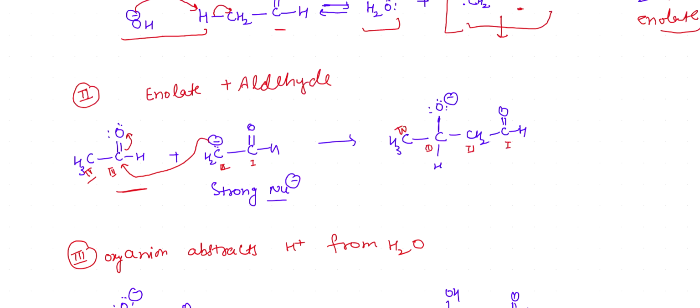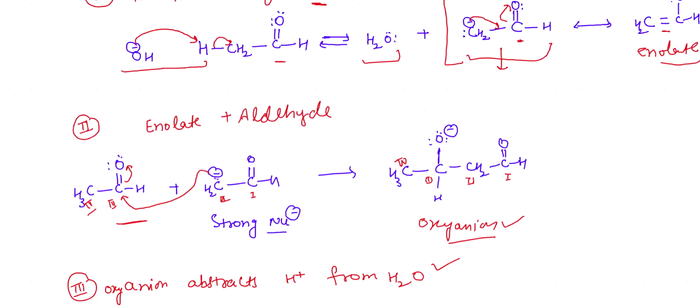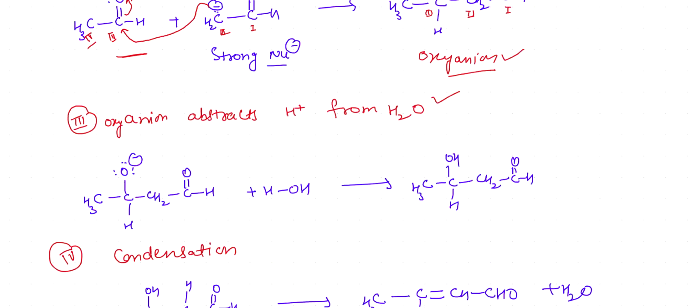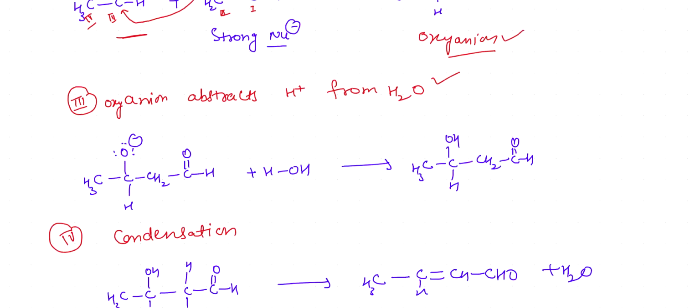And there is a negative charge on this oxygen. This is your oxyanion. When oxygen carries a negative charge, that is known as an oxyanion. This will abstract the hydrogen from water, the water formed in the first step during the formation of the enolate intermediate. So H positive will be abstracted from the water. When this abstracts H positive from here, then again OH negative is generated. Clear? Okay, this is your aldol, with an aldehyde and a hydroxy group.